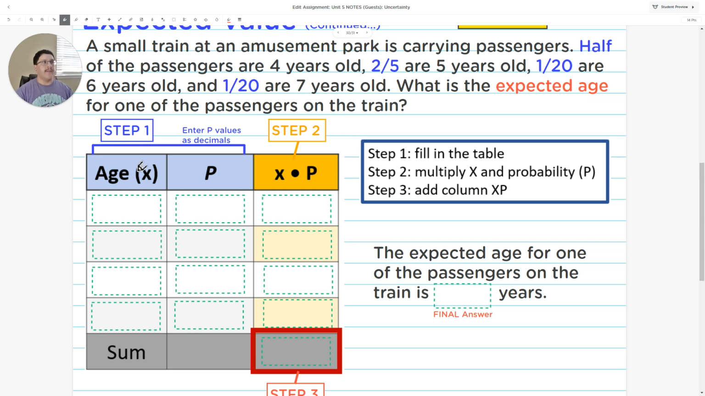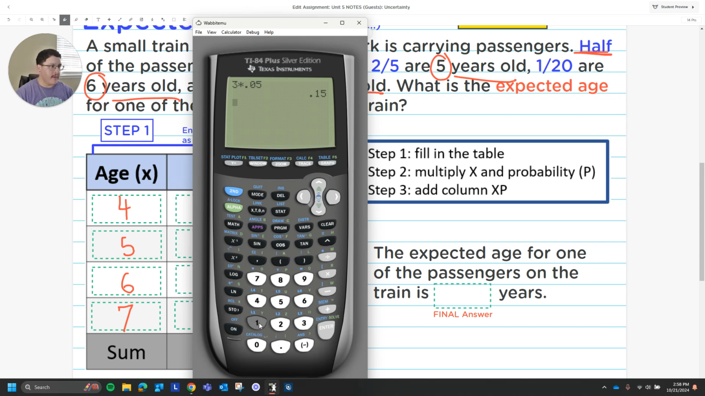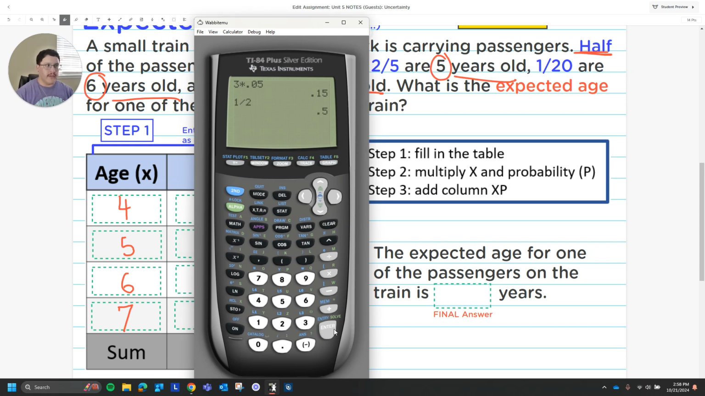Step 1, what are the x values that I'm dealing with? So I'm dealing with ages of 4, 5, 6, and 7-year-olds. So I create a table where age is x, 4, 5, 6, and 7-year-olds. The probability of 4-year-olds is half. Half of them are 4-year-olds. So as a decimal, that's 0.5. Again, I want the decimal form. Half is also 1 divided by 2. 1 divided by 2 in decimal form is 0.5.